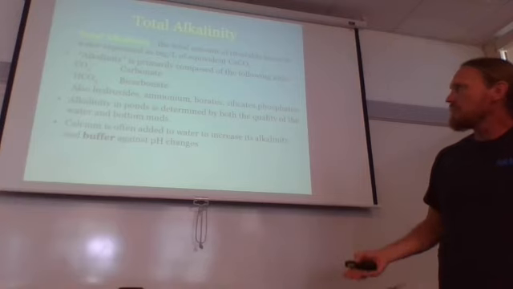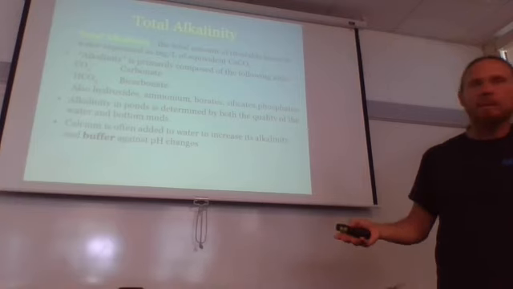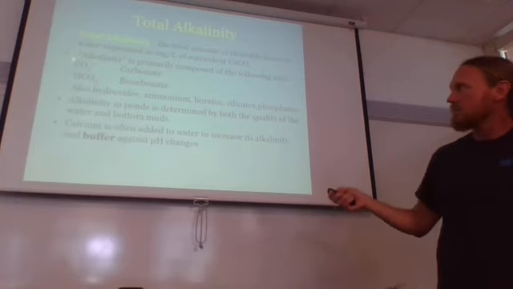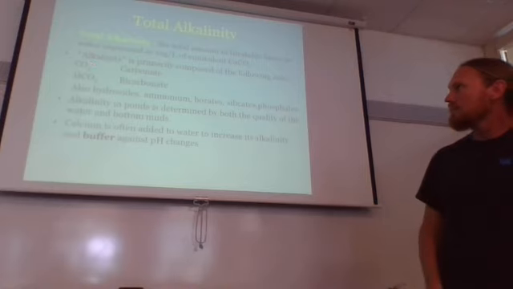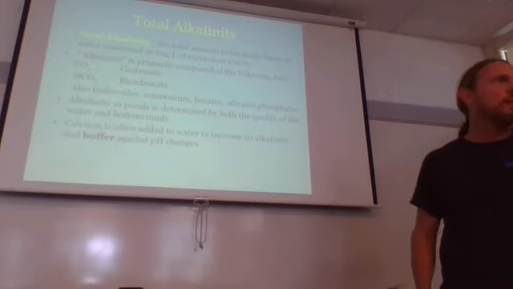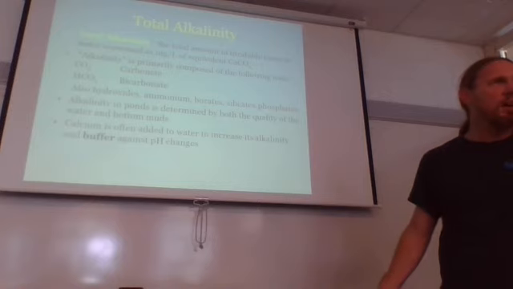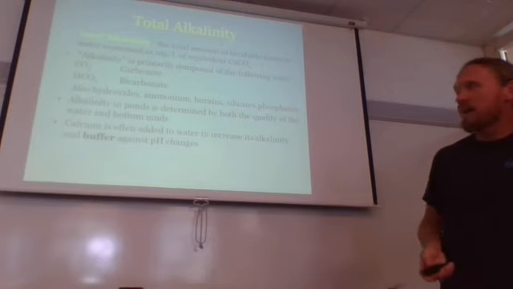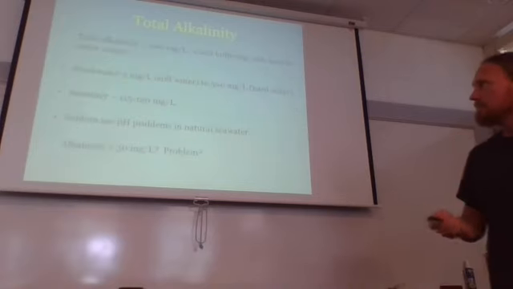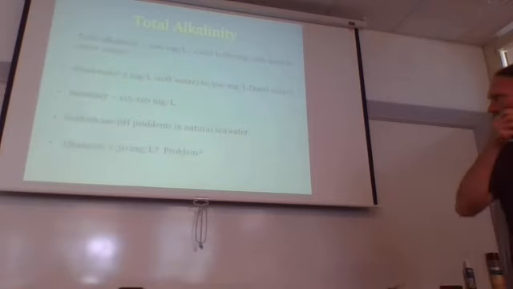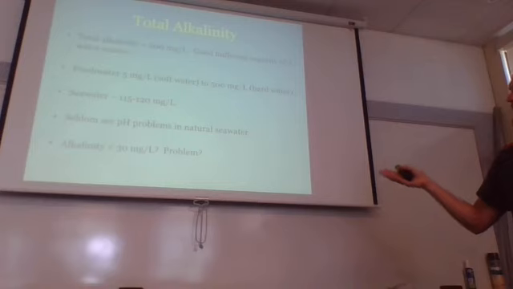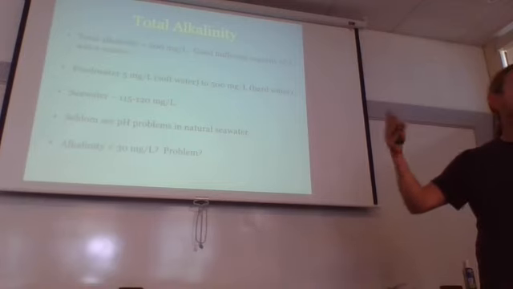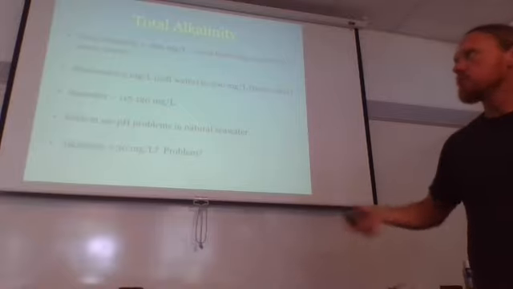So you can increase alkalinity by adding something like calcium carbonate. That's going to, of course, increase the number of carbonate ions. Or sodium bicarbonate, baking soda, will increase the number of bicarbonate ions and raise the alkalinity. In general, of course, seawater is going to have a much higher alkalinity than fresh water because it has a lot of dissolved ions that will contribute to it.